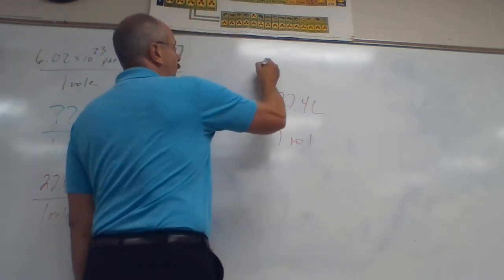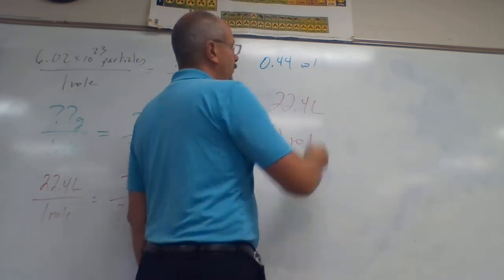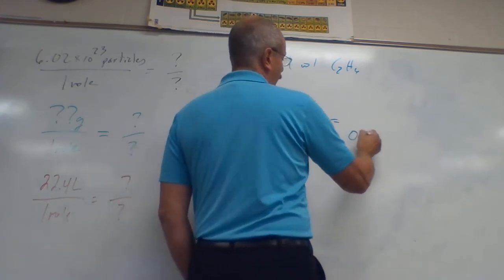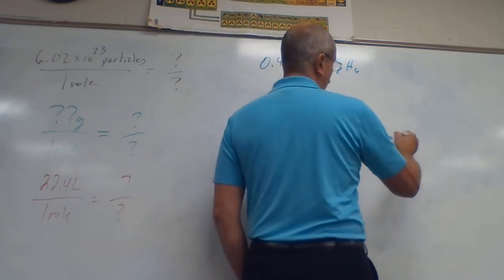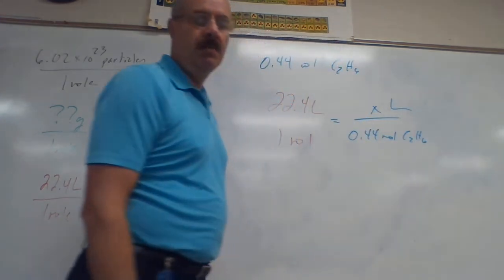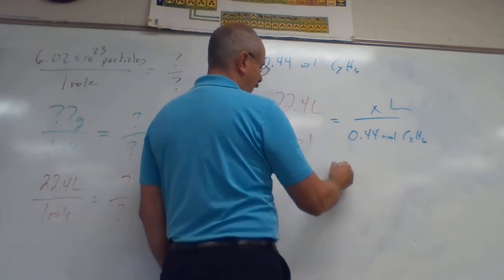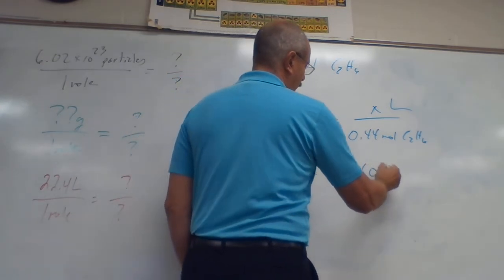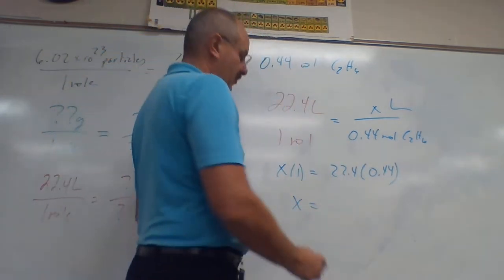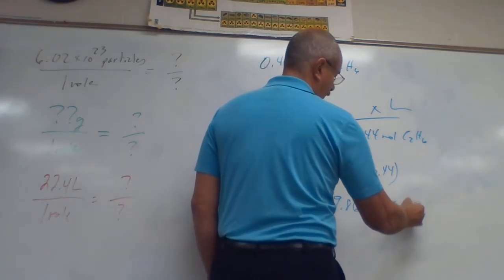And the next one we got 0.44 moles of butane, C2H6. So we're going to do the other side, we got 0.44 moles of C2H6. We're going to find out X liters of that. Cross multiply, X times 1 equals 22.4 times 0.44. And X equals 9.86 liters of butane.